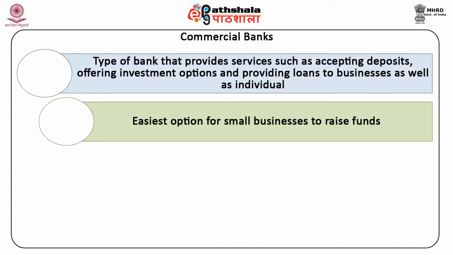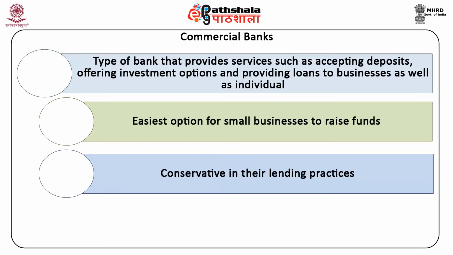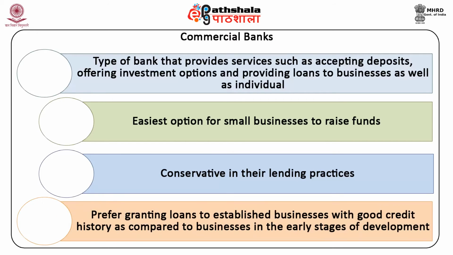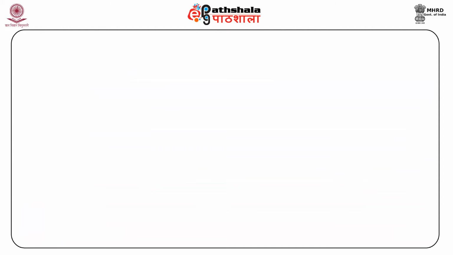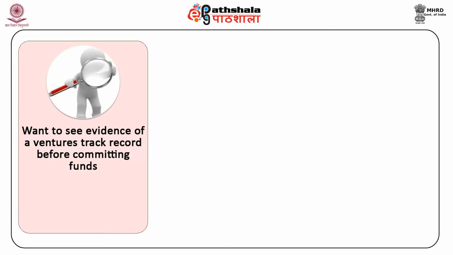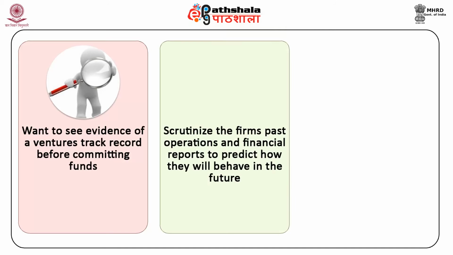However, commercial banks are conservative in their lending practices. They prefer granting loans to established businesses with good credit history as compared to businesses in the early stages of development. Bankers often want to see evidence of the venture's track record before committing funds. They scrutinize the firm's past operations and financial reports to predict how it will behave in the future.